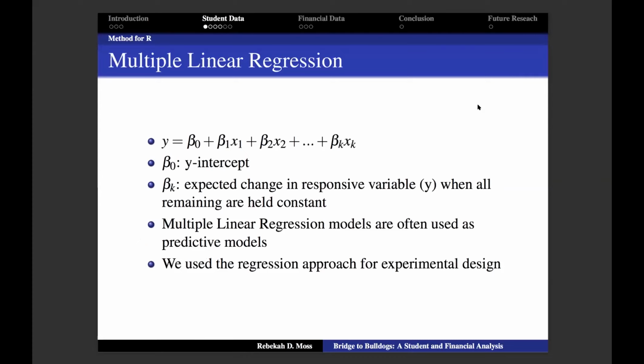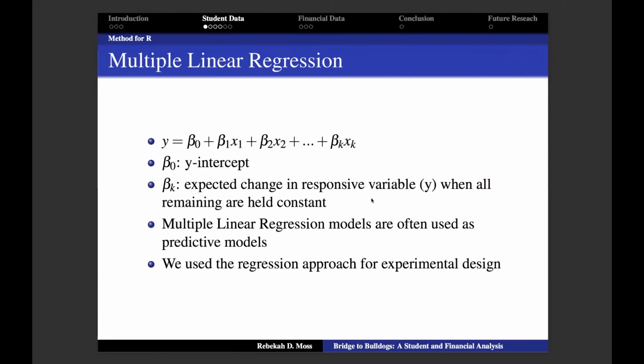During the student data analysis, we used R to perform all of our tests, and we used the multiple linear regression model, which is represented by this equation here generally. Beta sub naught is the y-intercept, while all the beta k's are the expected change in the response variable, which is y, when all the remaining variables are held constant.